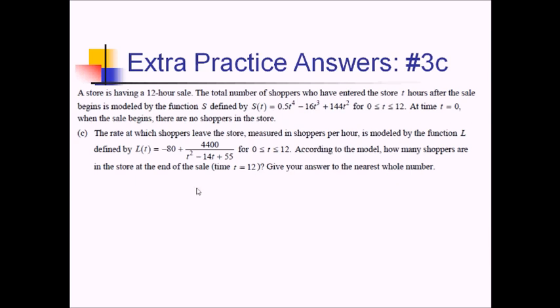All right, so we need a function that tells us the total number of shoppers in the store at any given time. S doesn't quite do it. S tells us how many shoppers have entered the store after t hours, but it does not account for the shoppers who leave. So we're going to define n of t as the number of shoppers in the store.